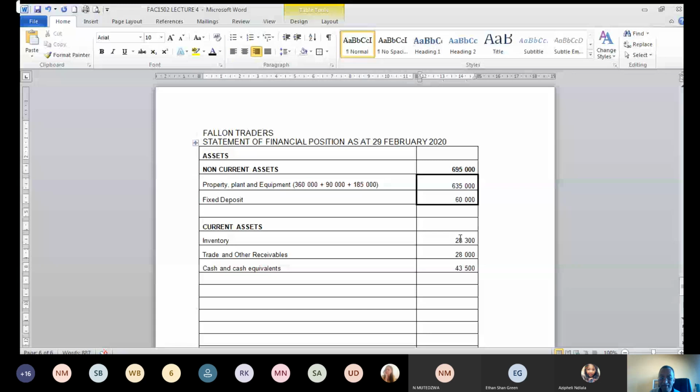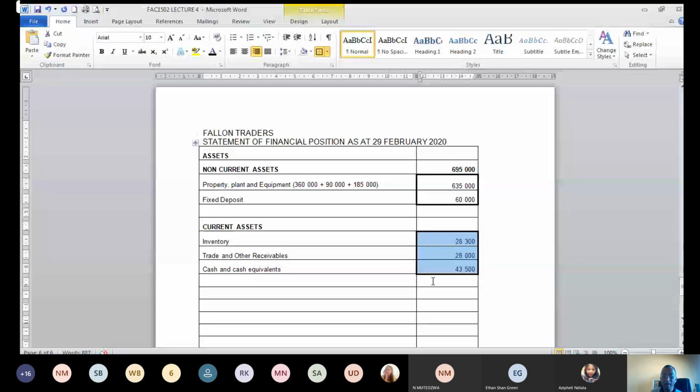You block all of that. That will give you your amount of current assets. So you add up your current assets. It's the 28,300 plus the 28,000 Rand plus a further 43,500 Rand, and that will give you 99,800 Rand being your amount then of your current assets.